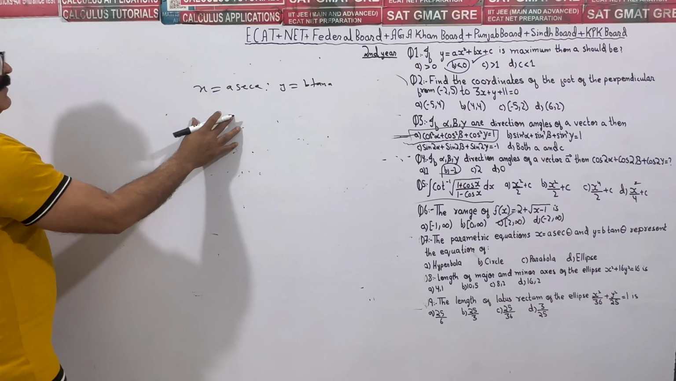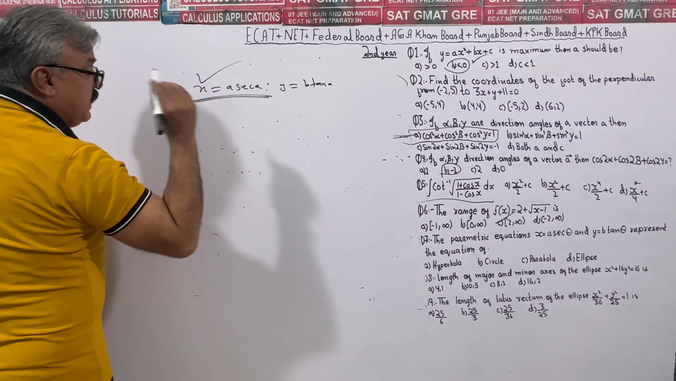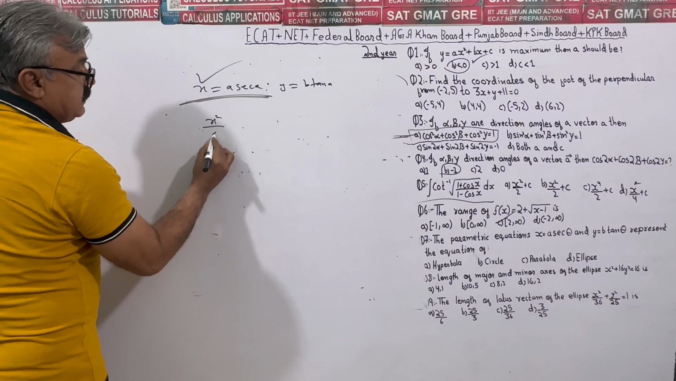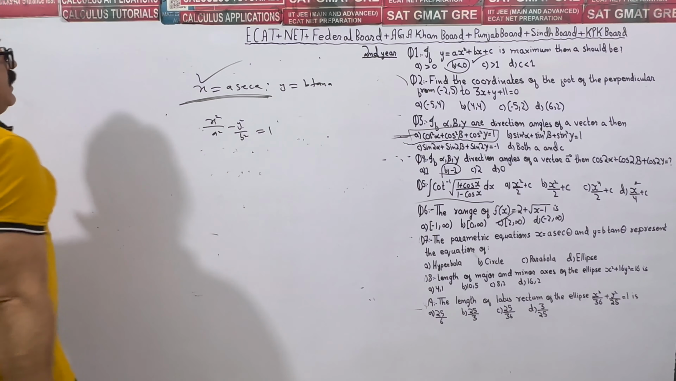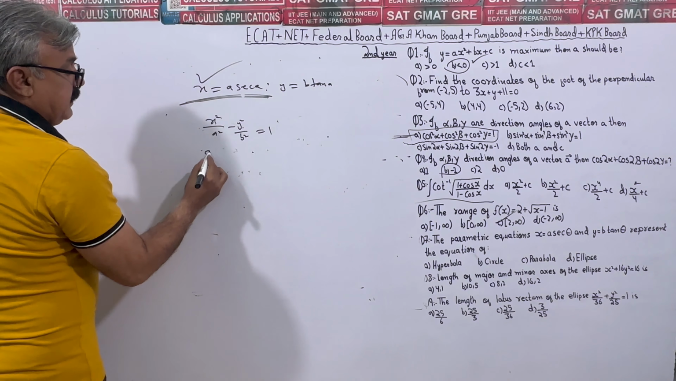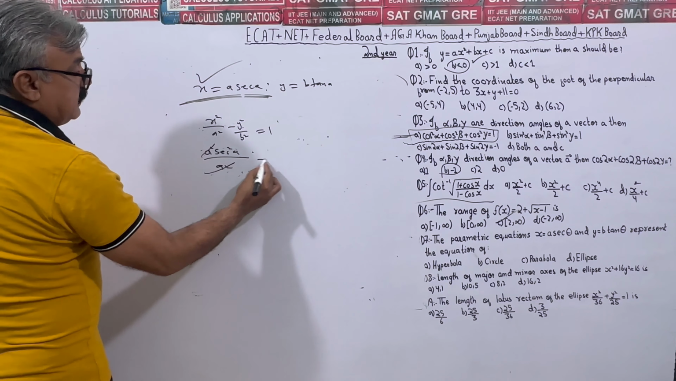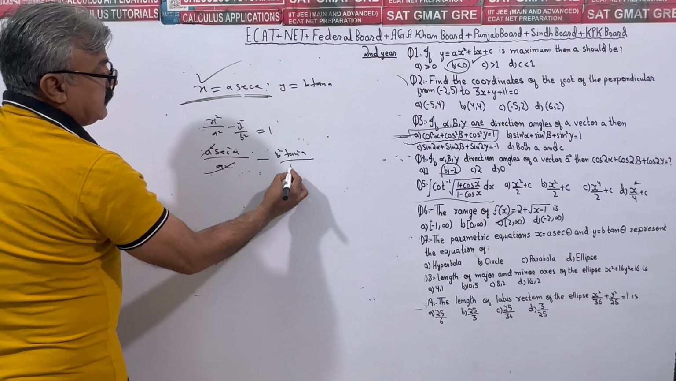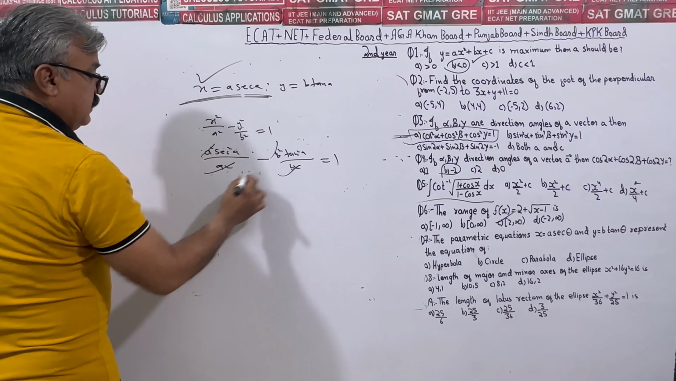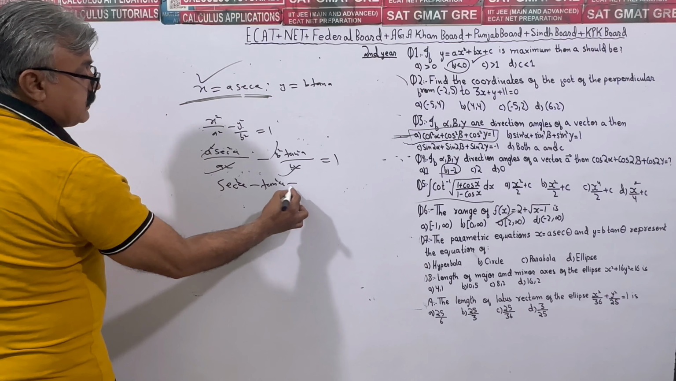These are the parametric equations of a hyperbola having transverse axis along the x-axis. Let's verify. x square over a square minus y square over b square is equal to 1. Instead of x, put a sec theta; a square sec square theta over a square cancels out. What about b? b square tan square theta over b square cancels out. We have sec square theta minus tan square theta is equal to 1.